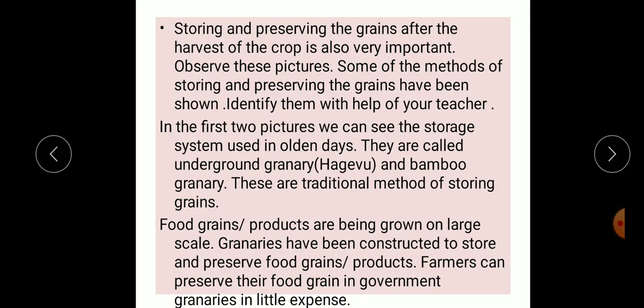Food grain products are being grown on a large scale. Granaries have been constructed to store and preserve food grain products. Farmers can preserve their food grains in government granaries at a little expense. Once the grains are separated from the chaff, they need to be stored before they are made available for consumption. Since moisture encourages microbial growth, it is necessary to ensure that both the grains and the storage area are free of moisture. The threshed and winnowed grains are first dried in the sun to remove as much moisture as possible.